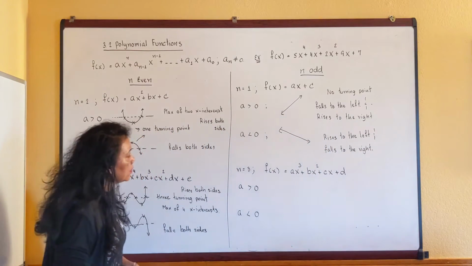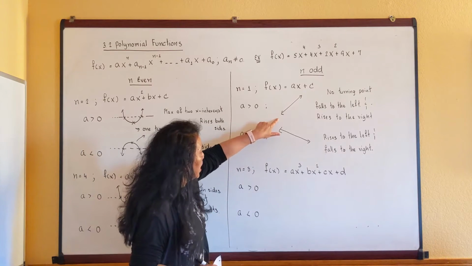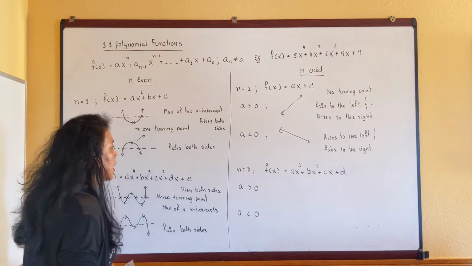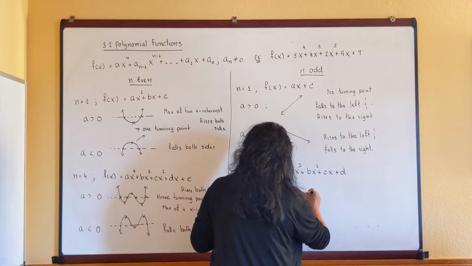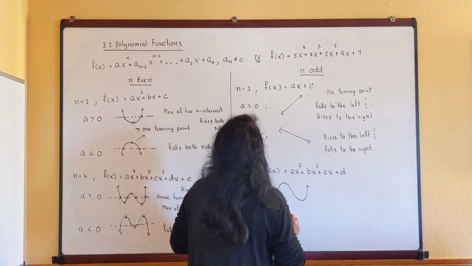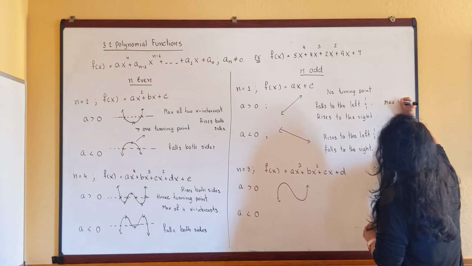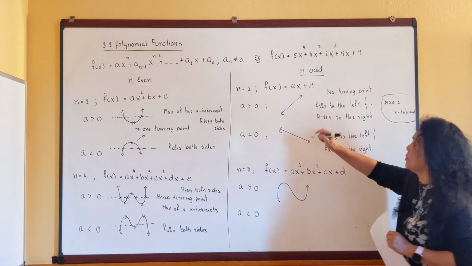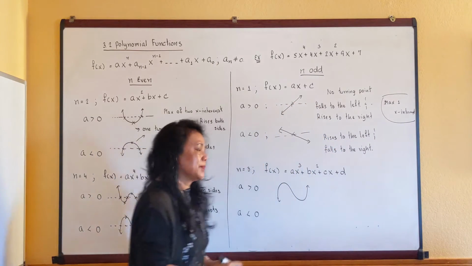The next one will be degree 3 for the odd. It's going to behave the same if a is positive, but instead of no turning point, because it's degree 3, it's going to have 2 turning points. All right, so it's going to look like this. Oh, this one I forgot to tell you, it's going to have a maximum of 1 x-intercept for both of them. All right, maximum of 1 x-intercept. As you can see, this is the x-intercept.